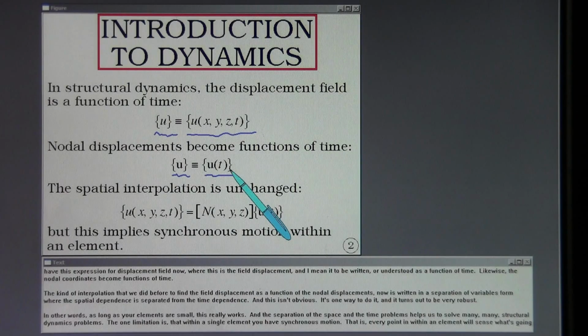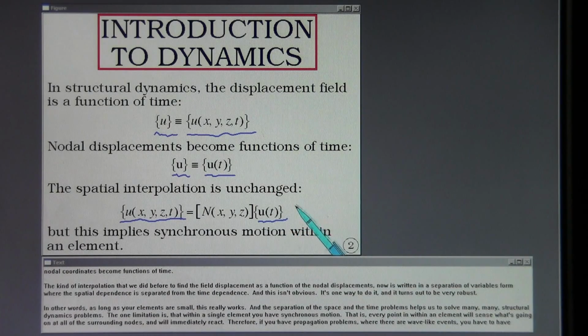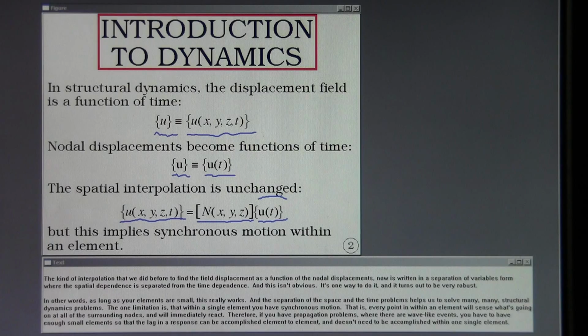The kind of interpolation that we did before to find the field displacement as a function of the nodal displacements now is written in a separation of variables form, where the spatial dependence is separated from the time dependence. And this isn't obvious. It's one way to do it, and it turns out to be very robust. In other words, as long as your elements are small, this really works. And the separation of the space and the time problems helps us to solve many, many structural dynamics problems.